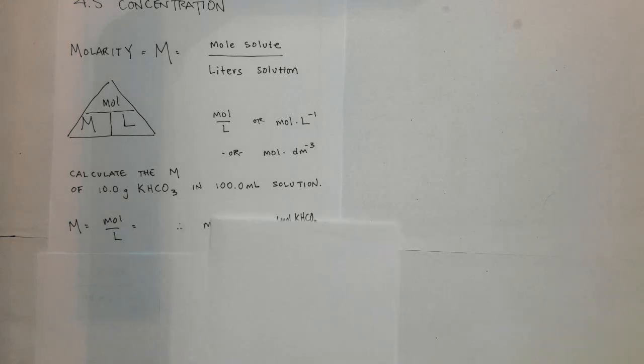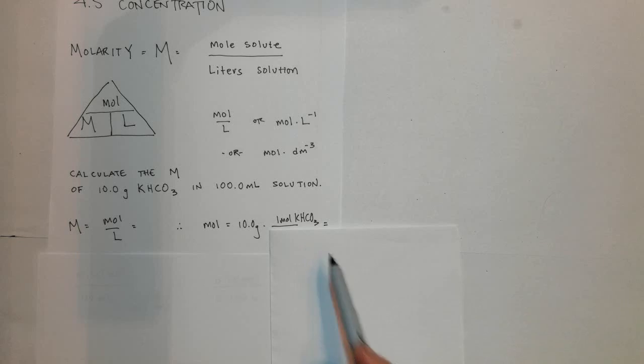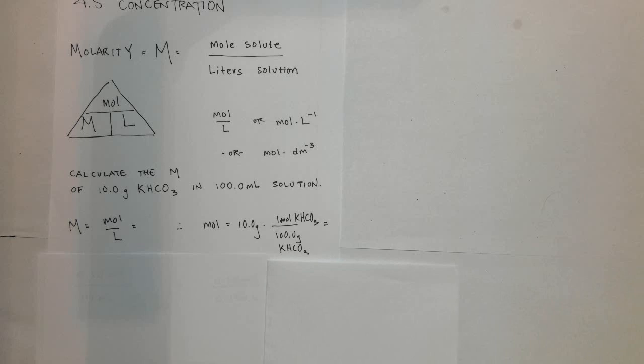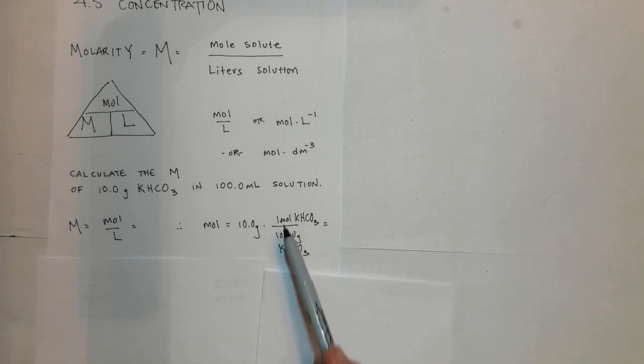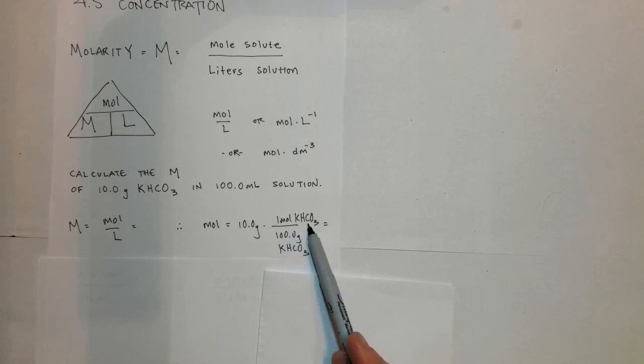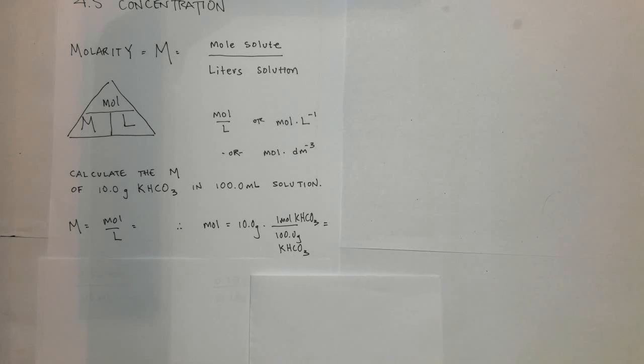And so our very first step is that we have to convert from grams to moles. So we'll take our 10 grams, write it down, put a multiply sign, put a line, put moles in a position where it's going to cancel, and then add up K, H, C, and 3 O's on the periodic table, which conveniently adds up to 100 grams. So 1 potassium, 1 hydrogen, 1 carbon, and 3 oxygens adds up to 100. And then we take 10 divided by 100 and we get 0.1.